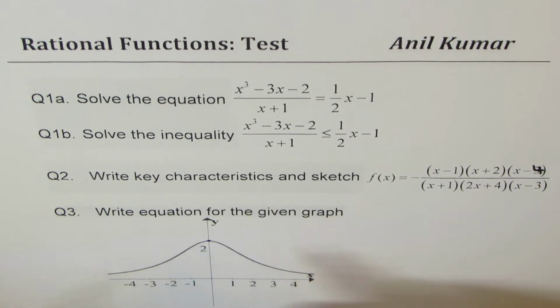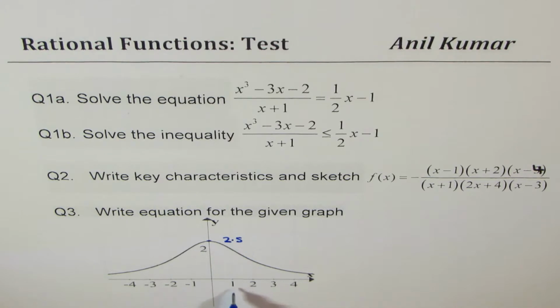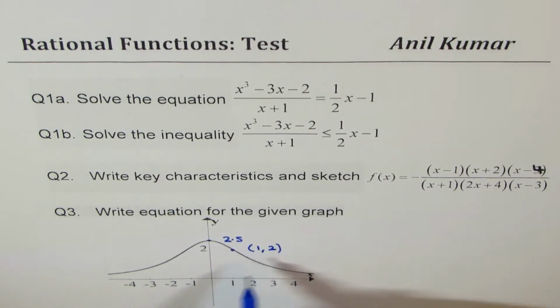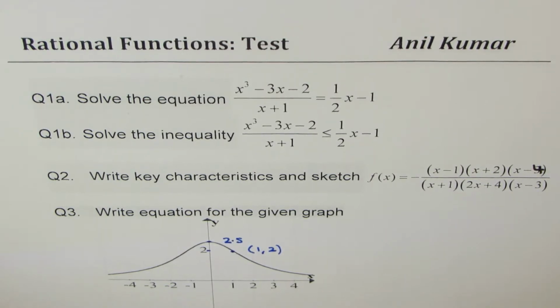So this point here is 2.5. Let me write this point, and you can take some point here at 1, 2. That's not very clear from the graph. You could take these 2 points to find the equation of this particular graph. I'd like you to pause the video, copy these questions, solve, and then look into my suggestions.